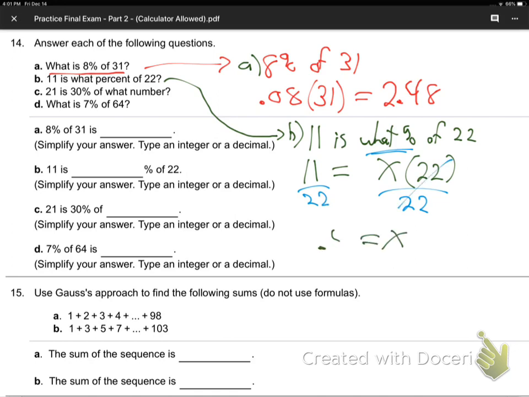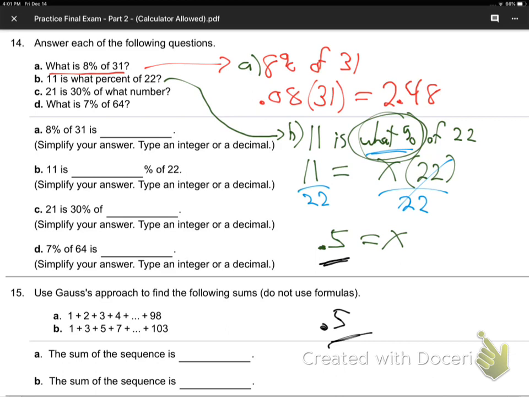X is 0.5. But careful, 0.5 is not our final answer because they said what percent. So we've got to turn that into a percentage. You might think, well, okay, we'll just stick a percent on there. Well, if I was just to stick a percent on there, that 0.5% cannot be the same as 0.5, right? Because remember, that percent means something.